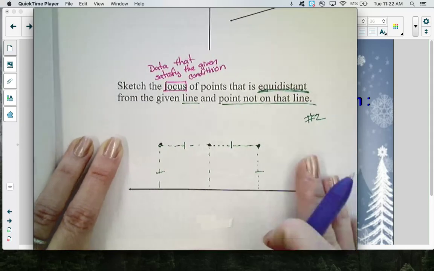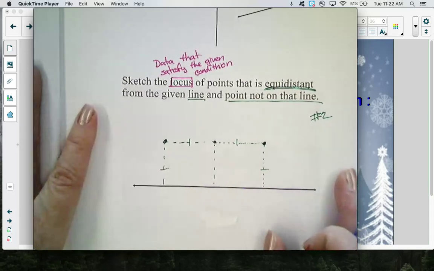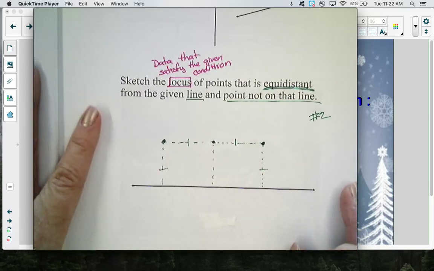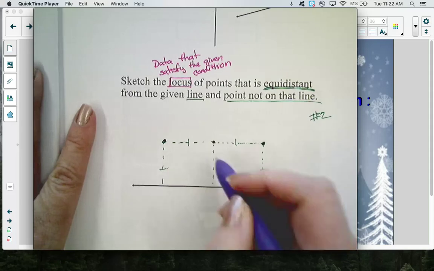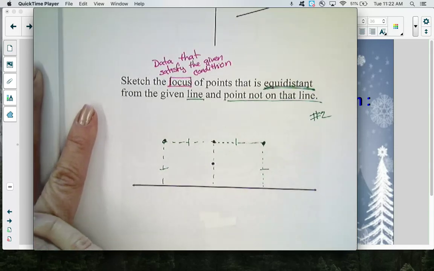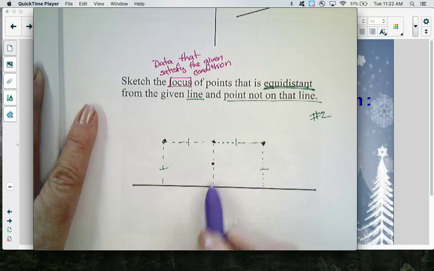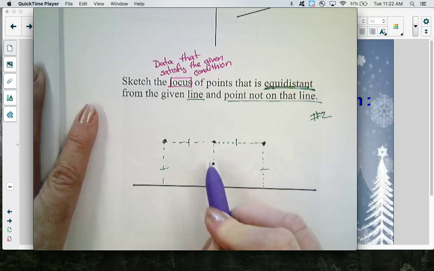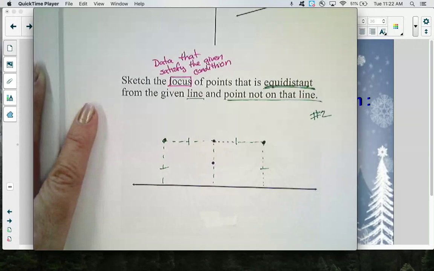Now, it's interesting because typically that's not where my students usually go. Typically, the one that's the first is this guy. If I ask you the same distance away from a line and a point, most people go right in the middle, halfway in between them. Are you okay with that part?